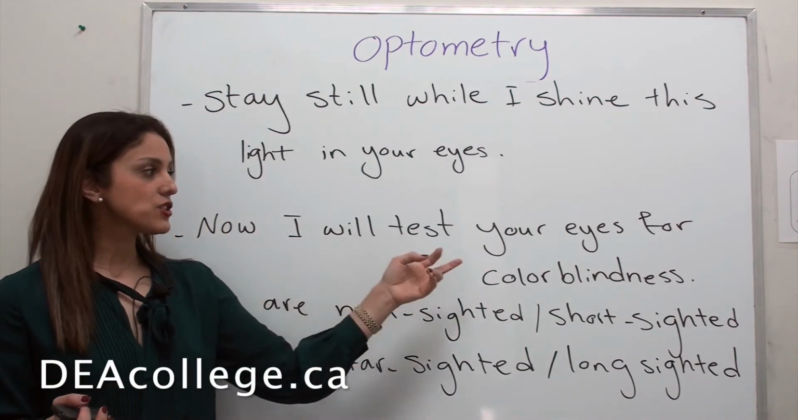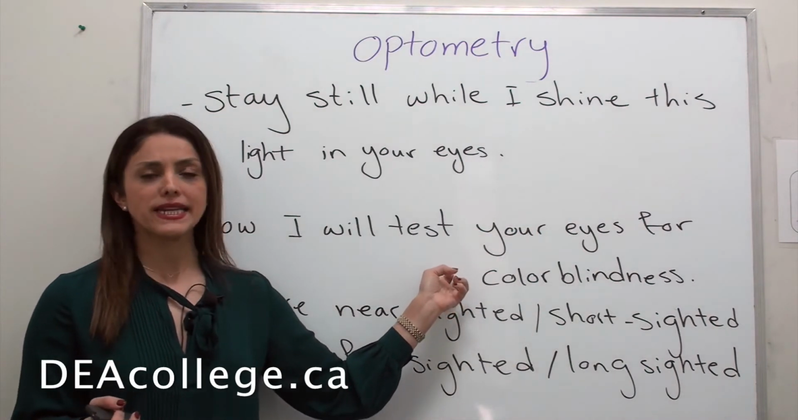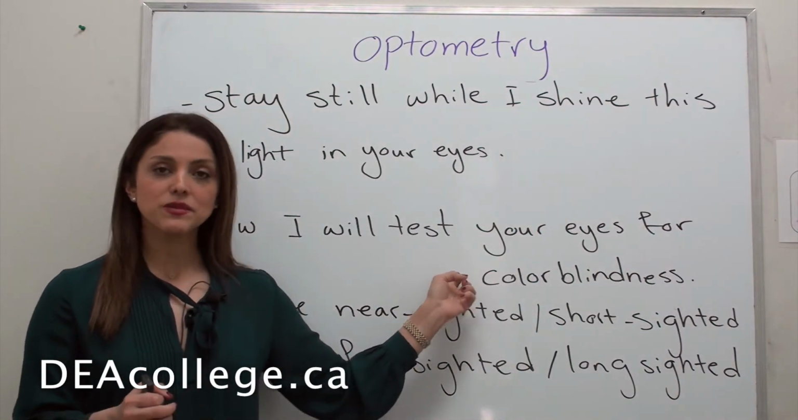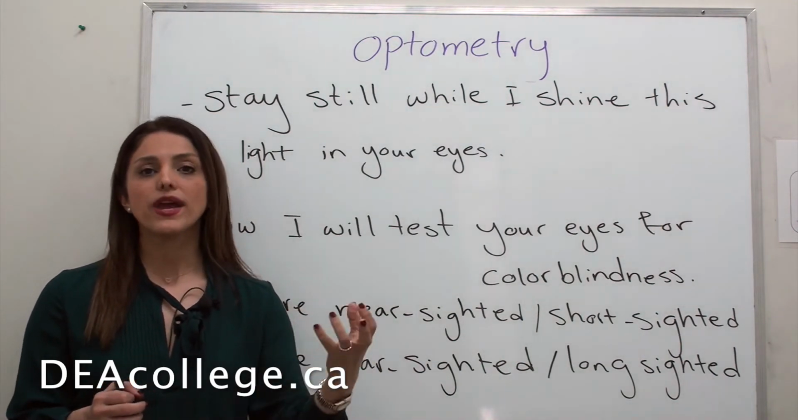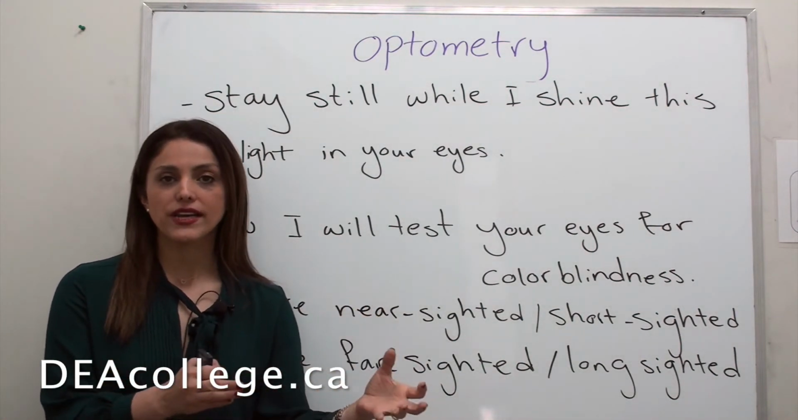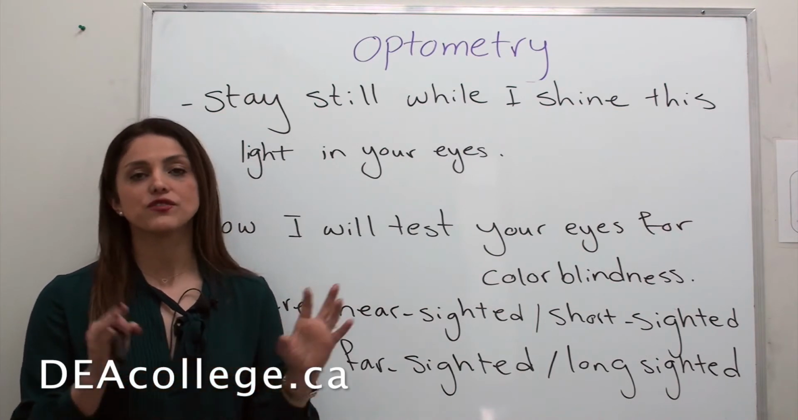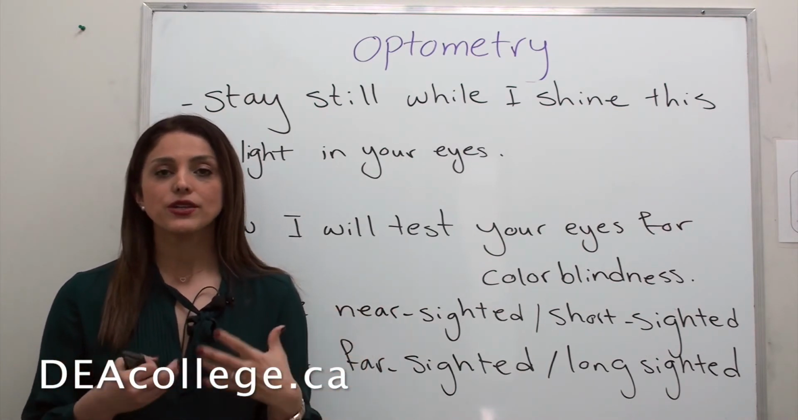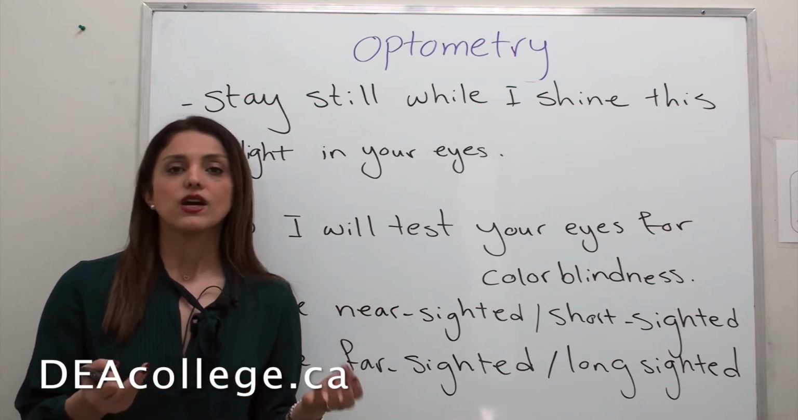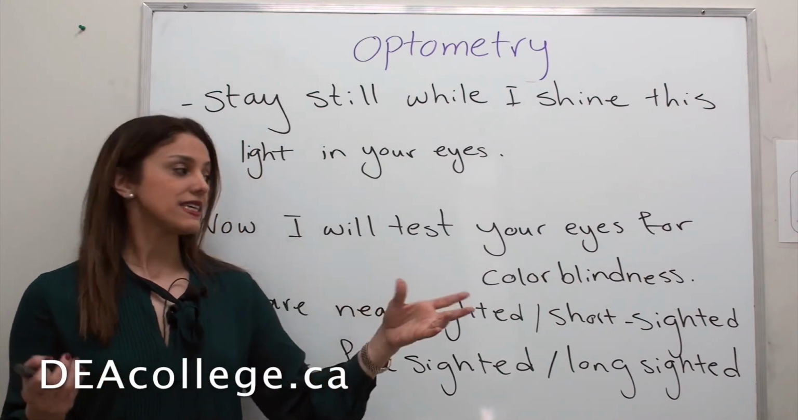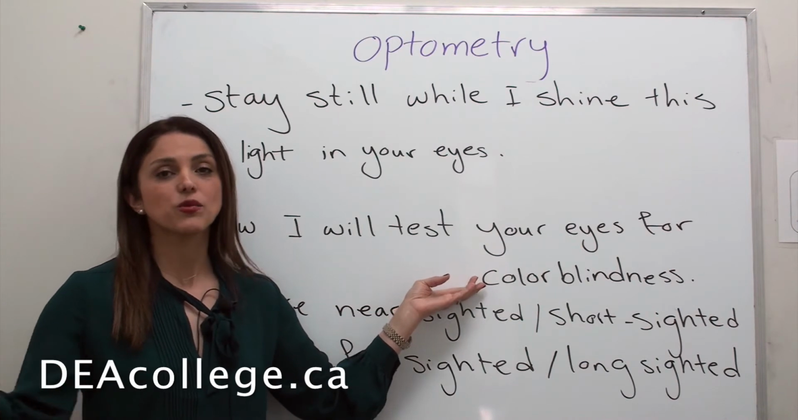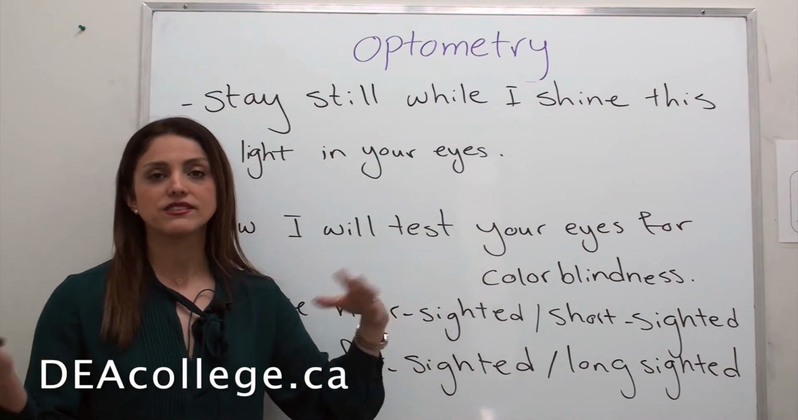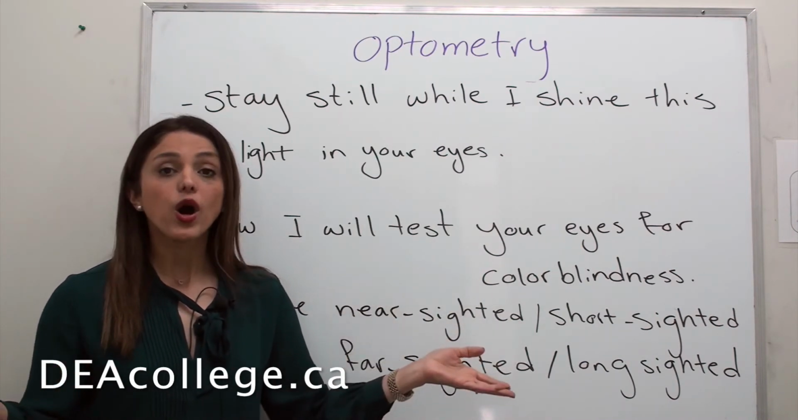Now I will test your eyes for color blindness. Color blindness means you cannot see the colors the way they really are. For example, if something is pink, you cannot recognize it. If you are color blind, you cannot see the colors the way they are, so you will see a different color or maybe no color at all.